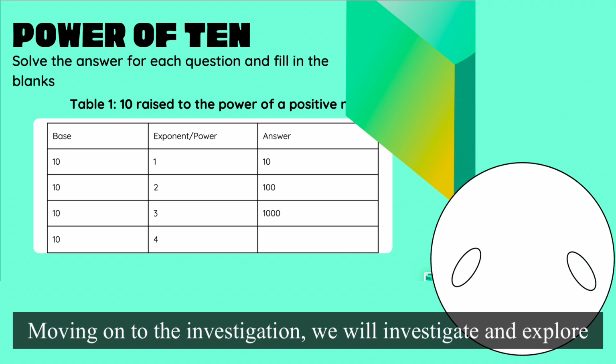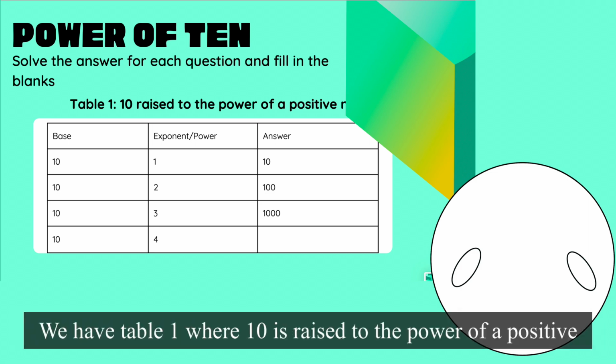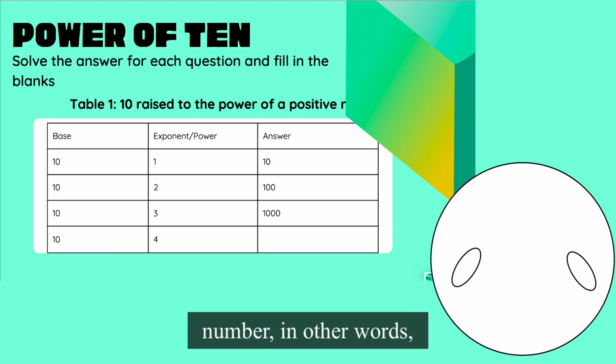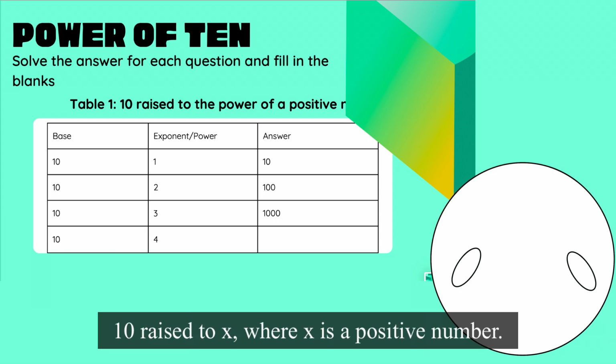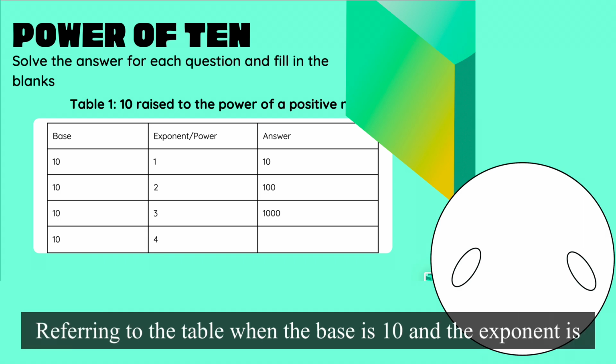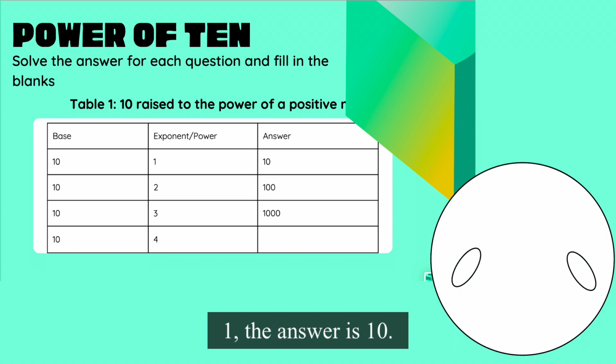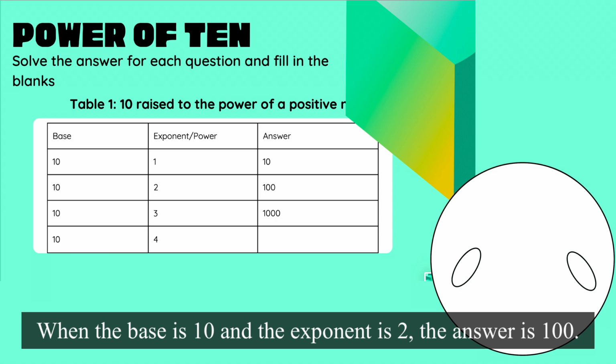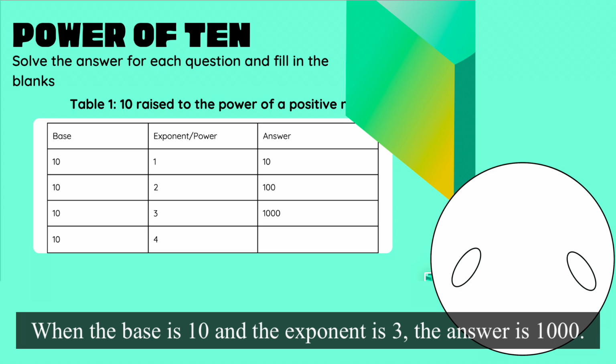Moving on to the investigation, we will investigate and explore the powers of 10. We have table 1 where 10 is raised to the power of a positive number. In other words, 10 raised to x where x is a positive number. Referring to the table, when the base is 10 and the exponent is 1, the answer is 10. When the base is 2 and the exponent is 2, the answer is 100. When the base is 10 and the exponent is 3, the answer is 1000.